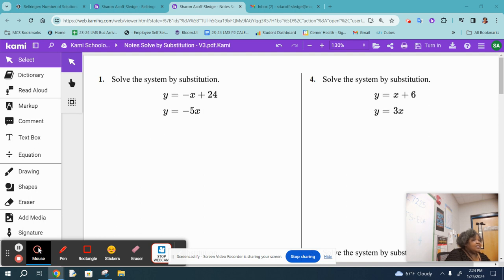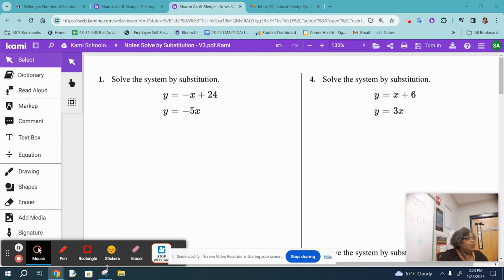If the slopes are the same and the y-intercepts are different, no solutions. What if the slope and the y-intercept are the same? Infinite. What if the slopes are different? One solution.